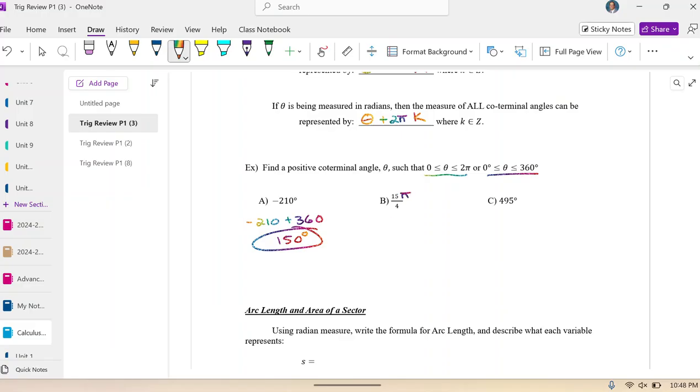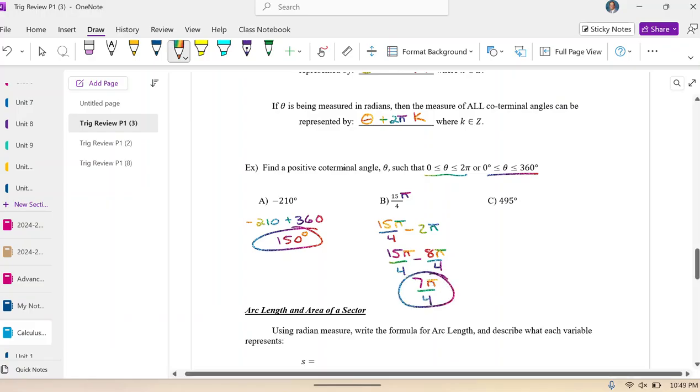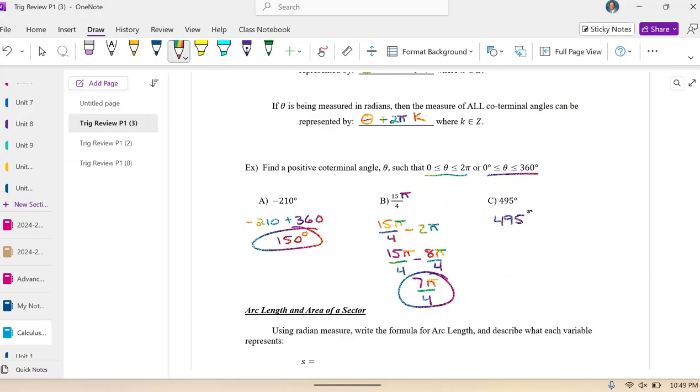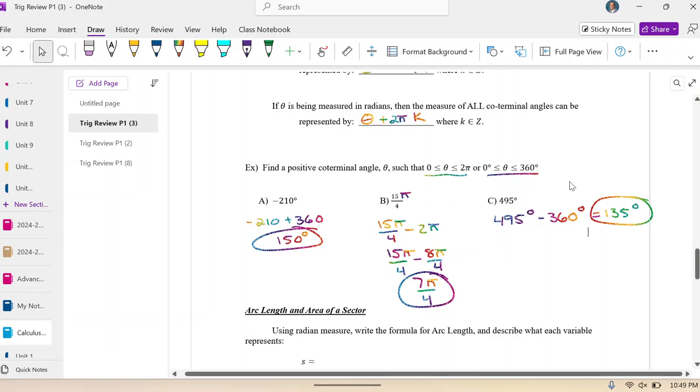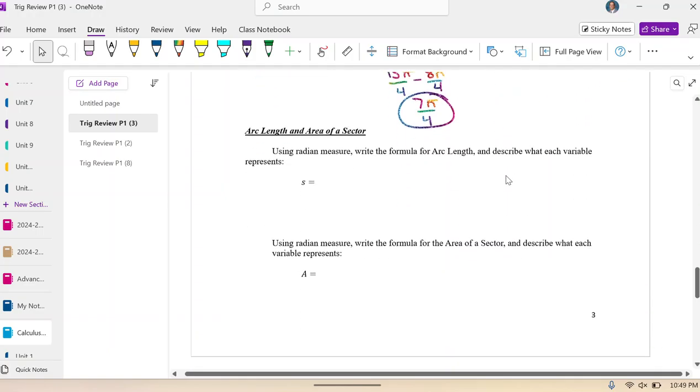This should be a pi. So 15 pi over 4 minus 2 pi. So 15 pi over 4 minus 8 pi over 4 gives us 7 pi over 4, and that's between 0 and 2 pi. 495 degrees minus 360 gives you 135 degrees. So those are the positive coterminal angles between either 0 and 360 or 0 and 2 pi.